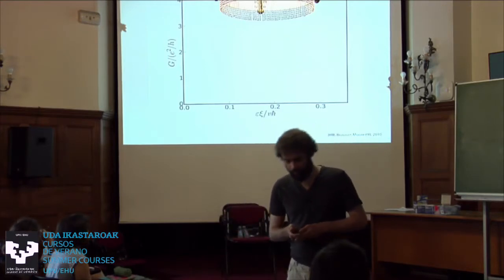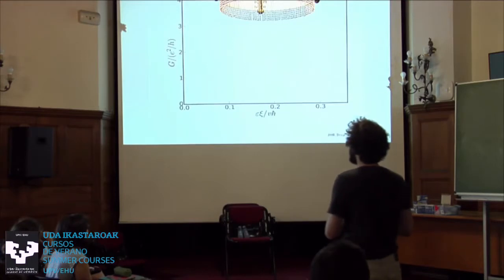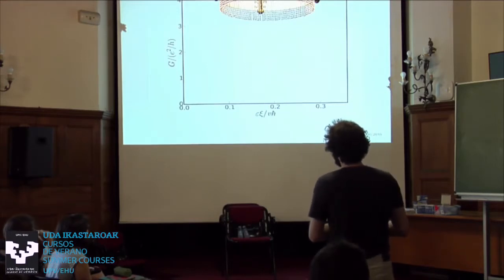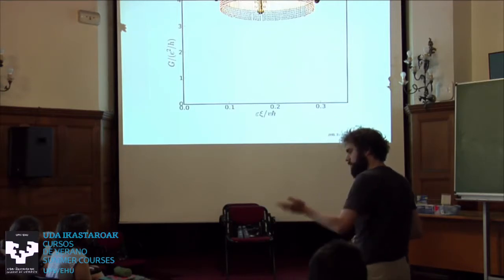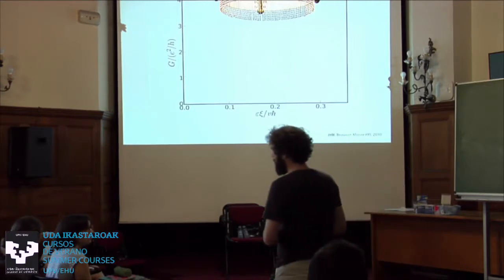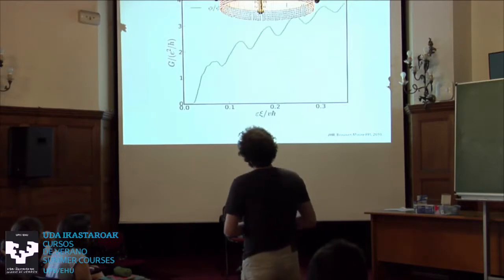You can do it numerically. So I'm going to show you the conductance as a function of chemical potential. It doesn't matter what these symbols are, it's just the chemical potential of the energy that I just plotted when I counted the number of modes. And this is the conductance.